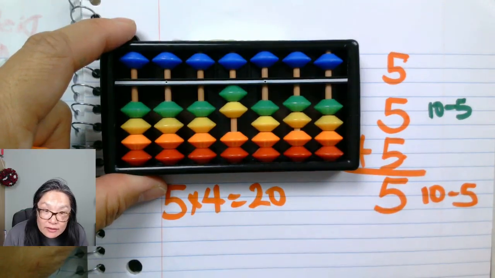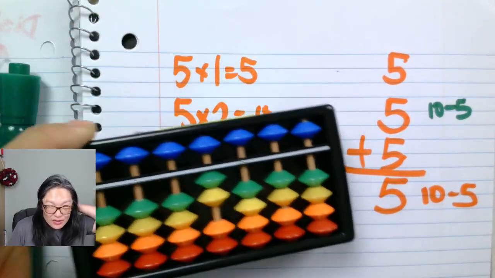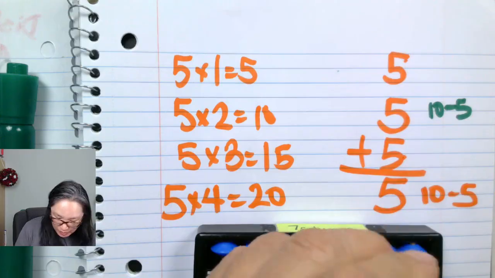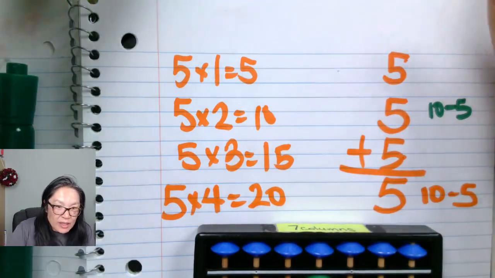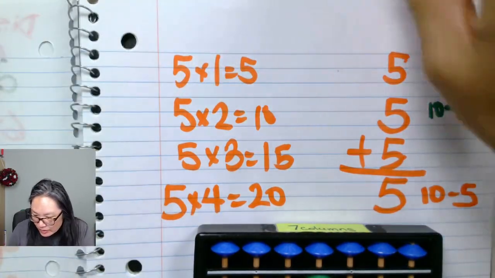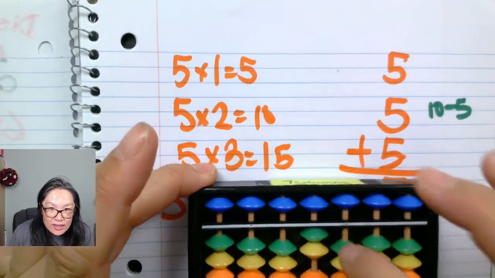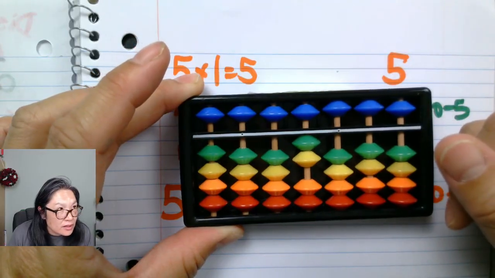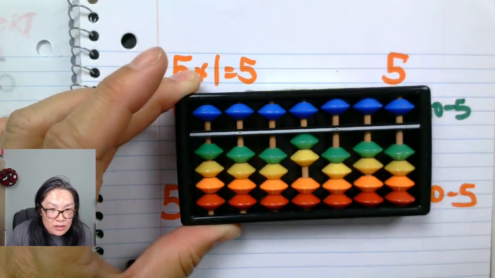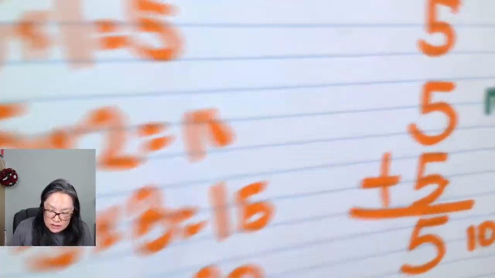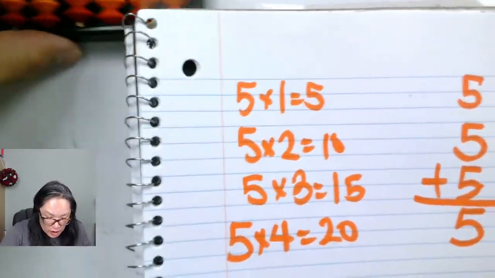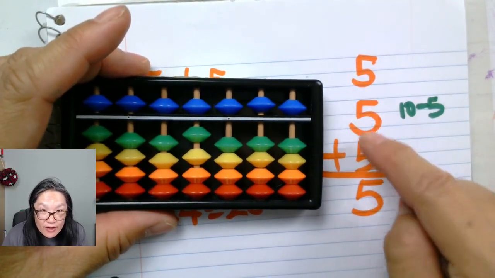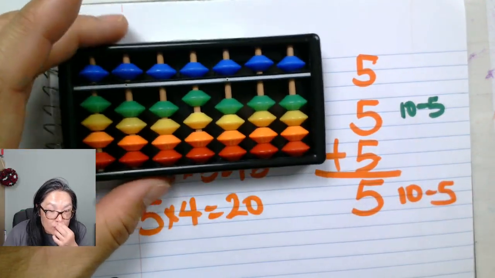So now I have 20. Maybe I'll do this as a post, but I don't know if that's going to confuse people. But on the abacus, that's what we would do. I would tell my kids, this is how you do cumulative addition, right? So when we look at it, we need to understand that we're adding 5 plus 5 plus 5 plus 5.